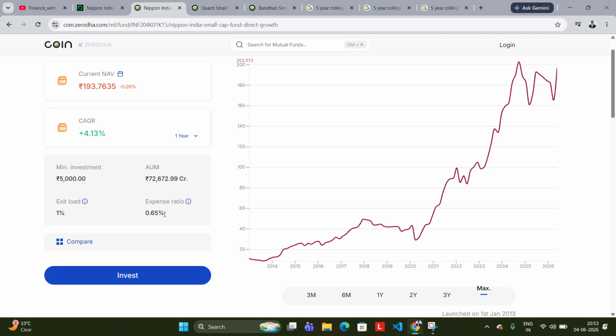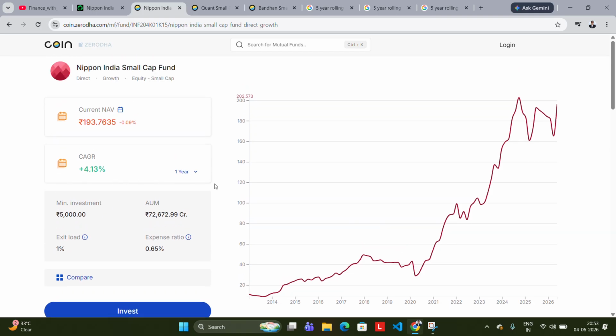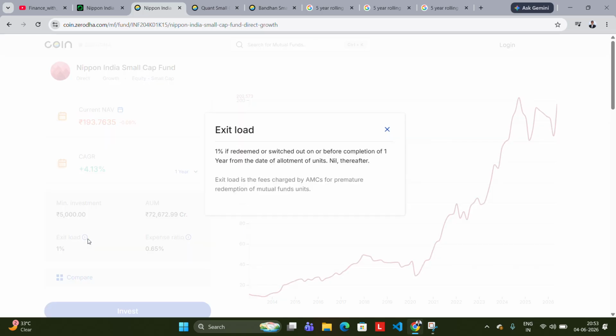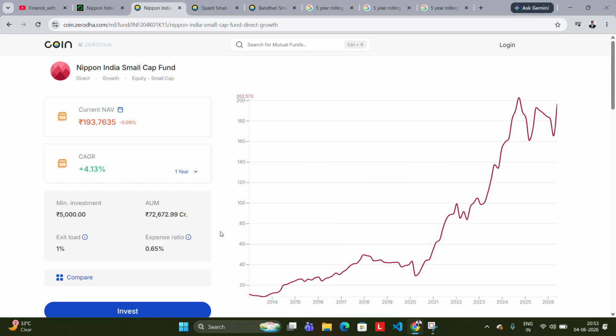This is the expense ratio. 0.65 is the expense ratio, and 1% is the exit load. And the minimum investment is 5,000 in this small cap fund. So 0.65 is a very good, low expense ratio, and the exit load is 1% if we redeem within 1 year. Otherwise, nothing after that.